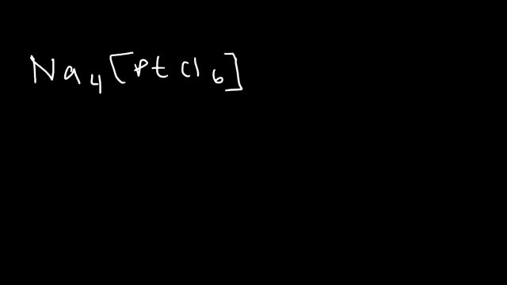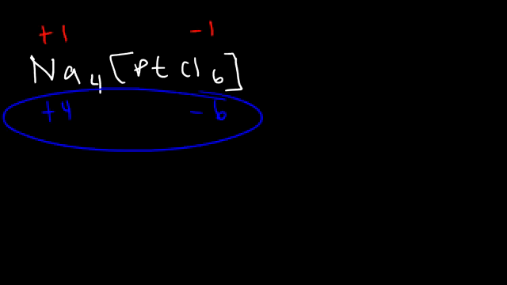Now let's try one more example. And instead of using K, let's use Na. Na4PtCl6. Feel free to pause the video and try this. Sodium has a +1 charge. Chlorine has a -1 charge. So this is going to be +4, -6, and for these numbers to add up to 0, platinum has to be +2.